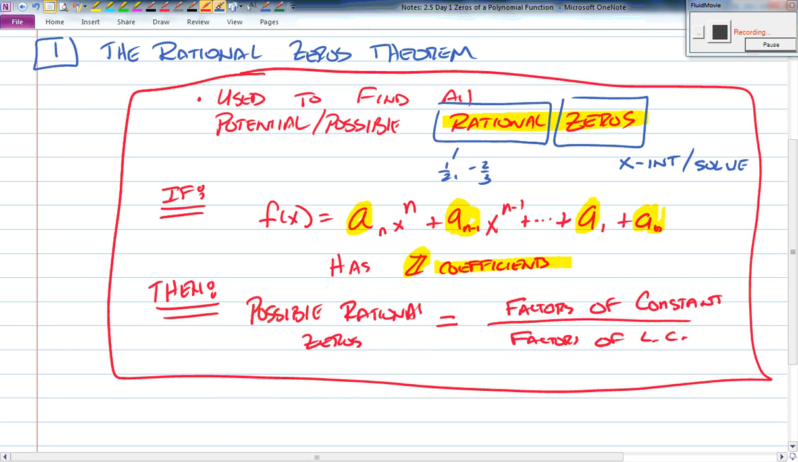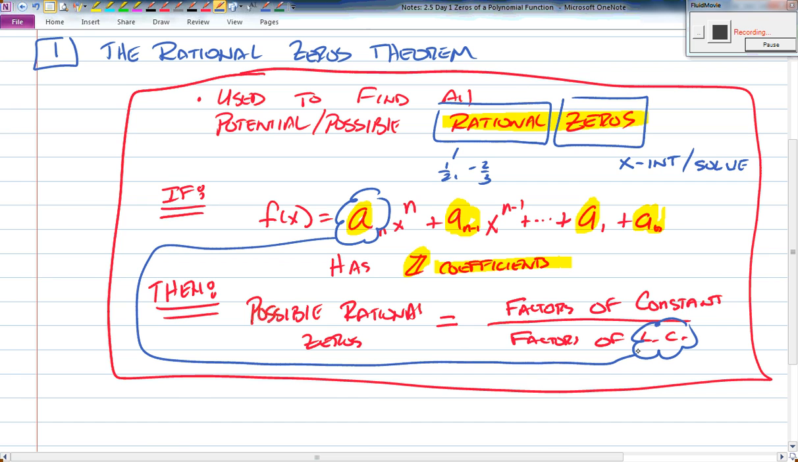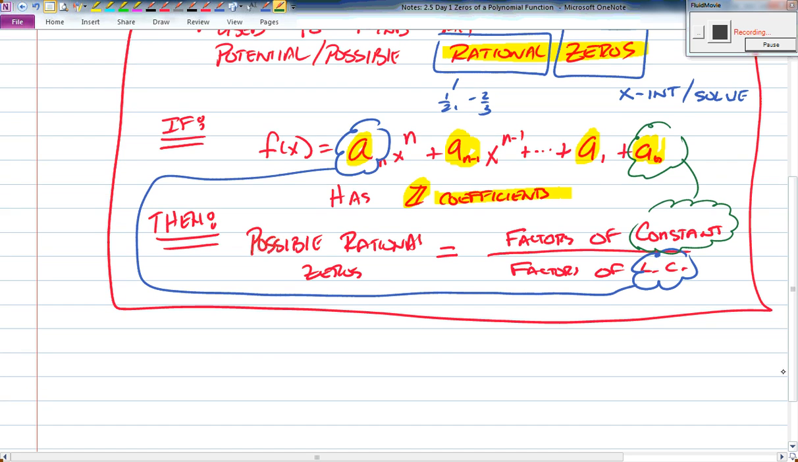So let's talk about a few key pieces. This is your leading coefficient. Your leading coefficient is the number out in front of your highest degree term. That's your leading coefficient. LC is leading coefficient. Constant term, this is the number that's tagged onto the back of your polynomial function, with no x in it, or x to the power of 0. That's your constant term, okay? So we're talking about factors of the constant divided by factors of the leading coefficient. This will make a whole lot more sense when we put it into some context, but this is the theorem that we're working with.